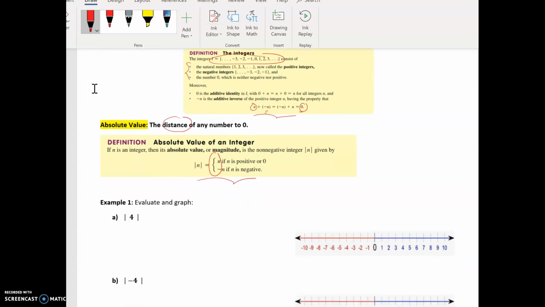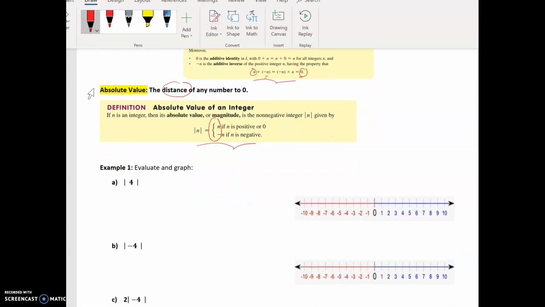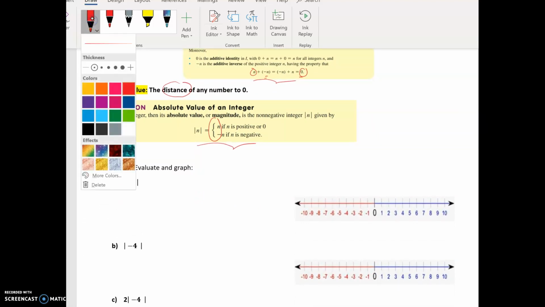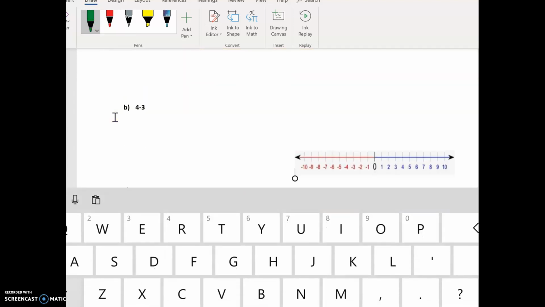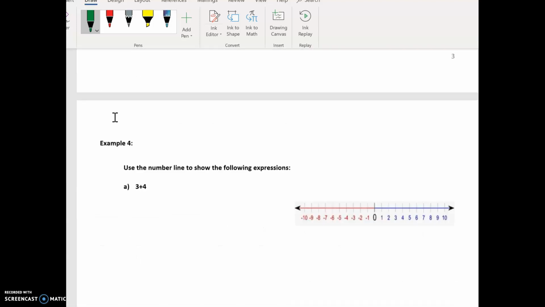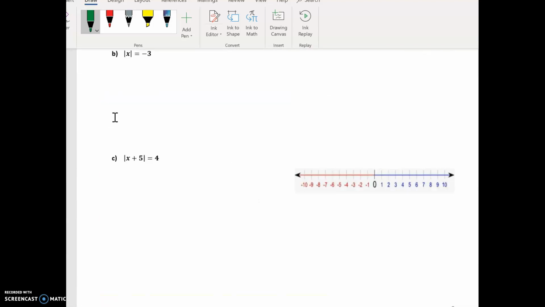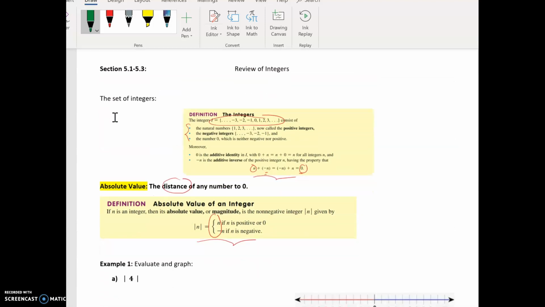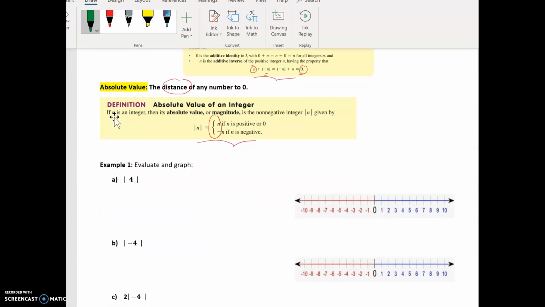Now, let me take a look at example 1. In example 1, all they're asking is for us to basically evaluate and graph. Now, if you're going to evaluate this first example, we're basically just saying absolute value of 4, or what's the distance of 4 to the value of 0. In this case, this is equal to 4. So that would be the actual evaluation.